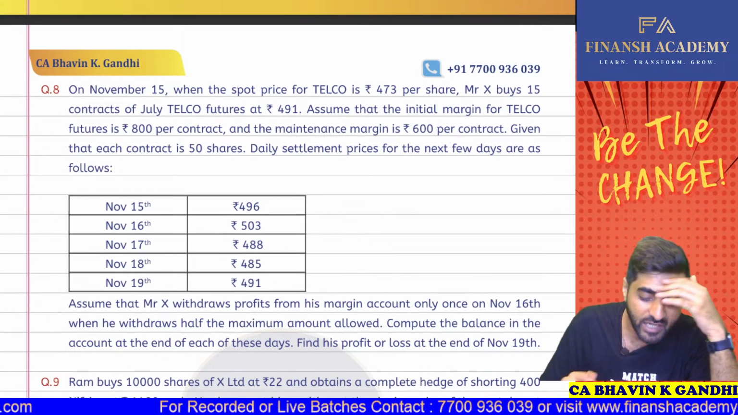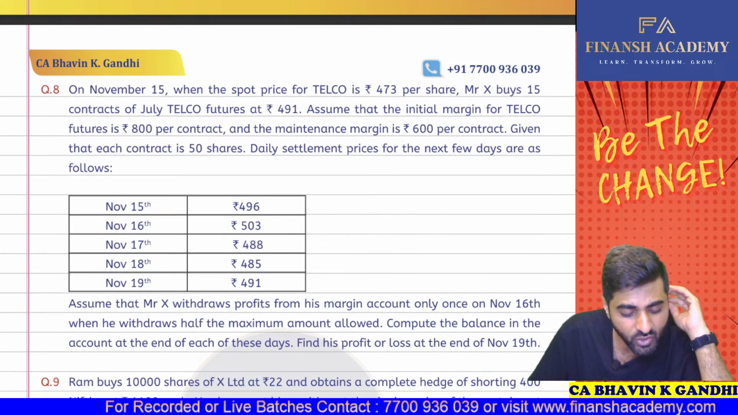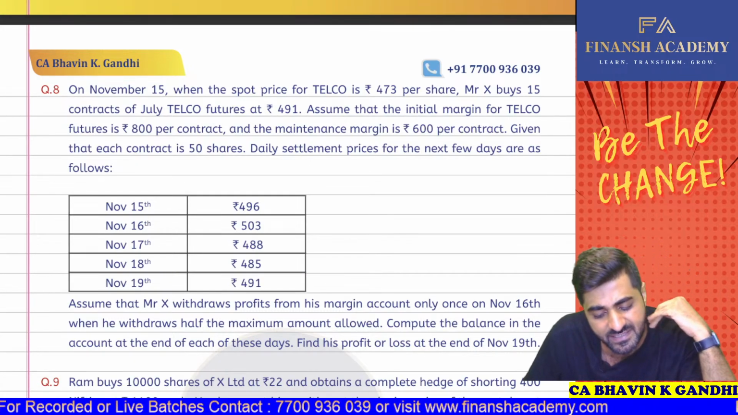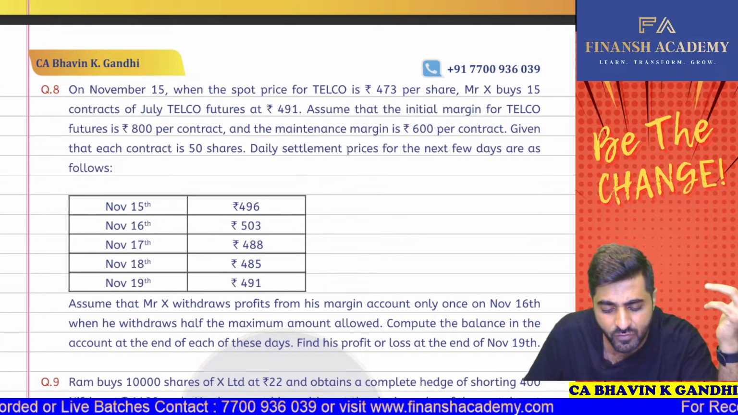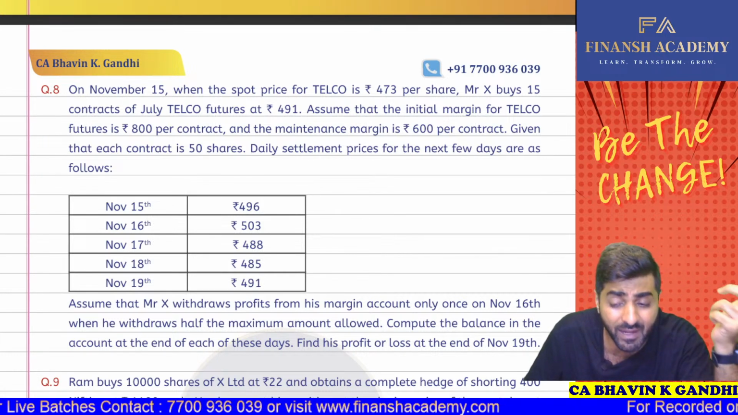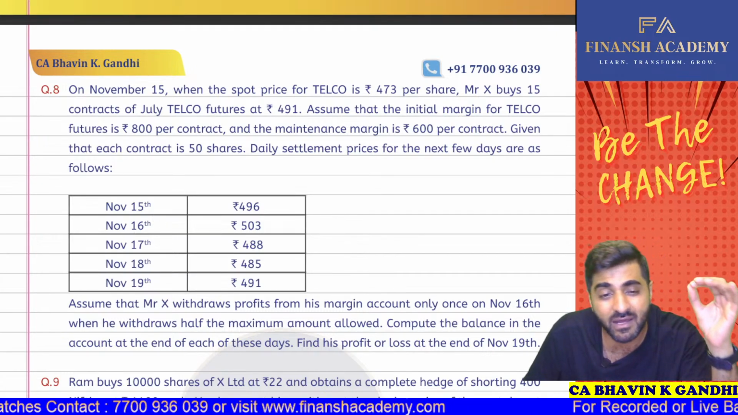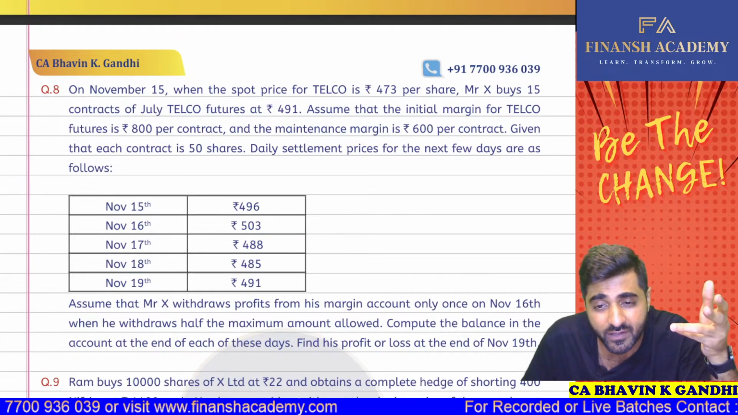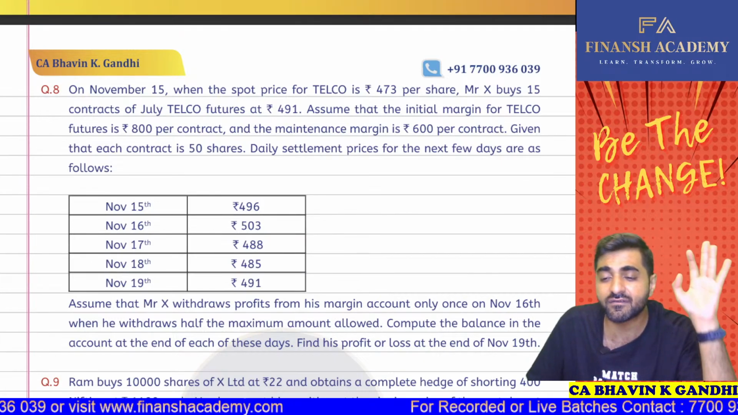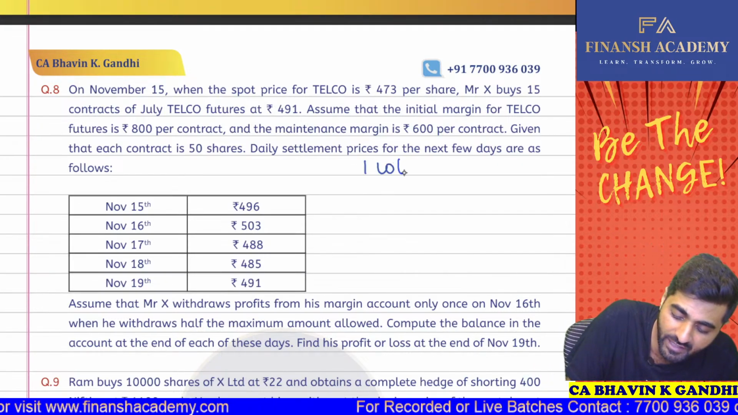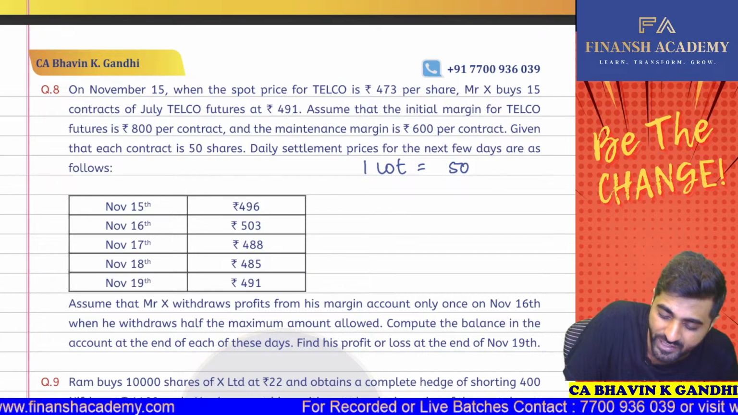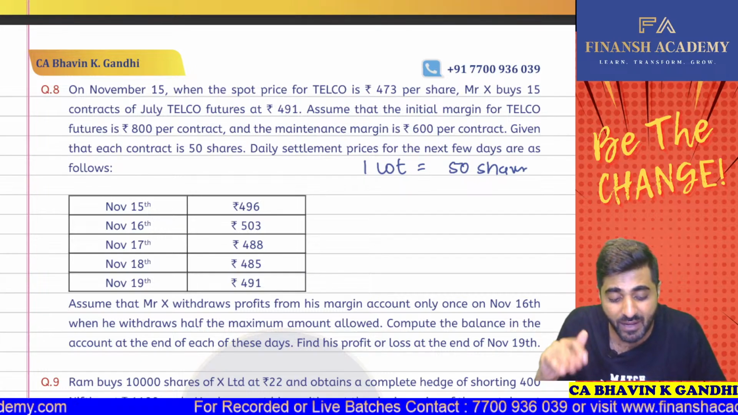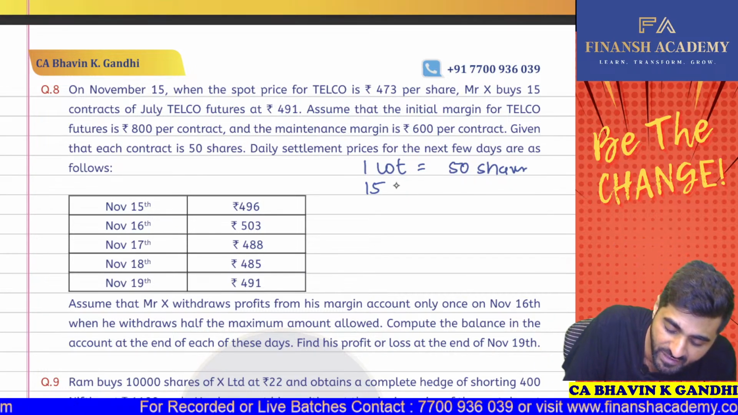Okay, so let's read this question, my dear students. Your question number 8. On November 15th, when the spot is 473, Mr. X buys 15 contracts of July Telco futures at 491. So this is the price at which we are buying the futures. And assume that the initial margin for Telco futures is rupees 800 per contract, and the maintenance margin is rupees 600 per contract. Given that each contract is 50 shares. So the first thing you have to understand is each contract or each lot has 50 units or 50 shares. Okay, and daily settlement is given to you, but now you are buying 15 contracts. So make sure that you are buying 15 lots.